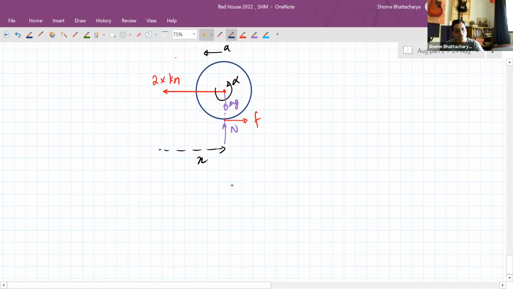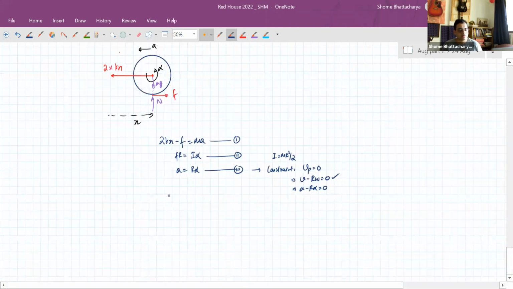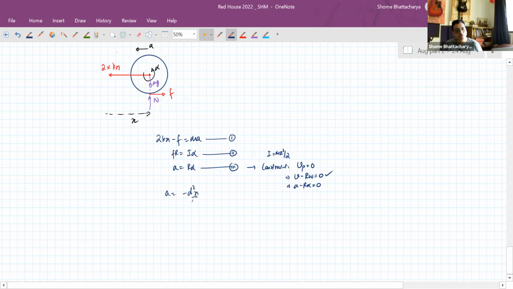So if I go with the dynamical equations, I have 2kx minus friction is equal to ma. Then friction into r is equal to I alpha. Here I will be mr square by 2, and a is equal to R alpha, the no slipping constraint relation. That velocity of the point of contact is 0. That means v minus R omega is 0, so a minus R alpha is 0. Now solving this, we will get the dynamics equation. And a is of course minus d2x by dt square.